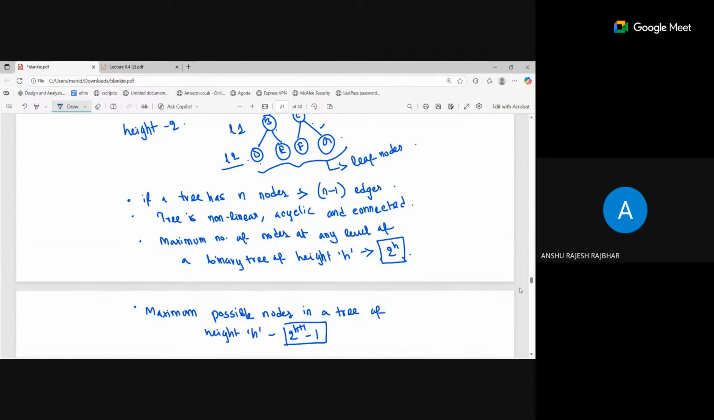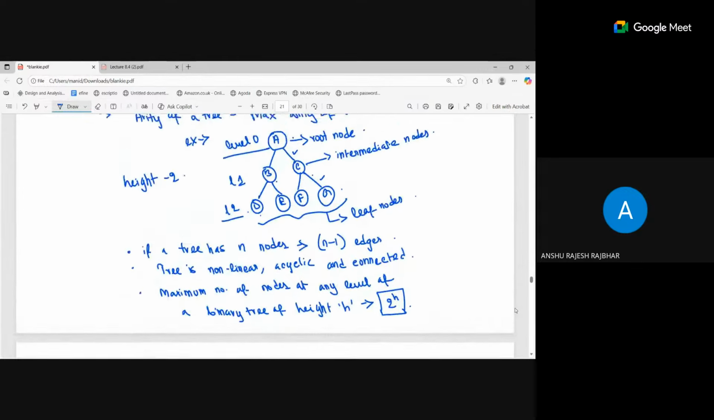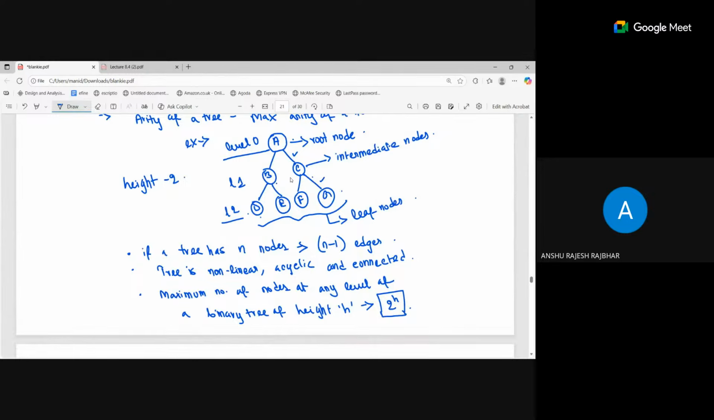Ma'am, must each level follow the same structure? Like level one has two, B has two children, so even C should have two. It can't have one? No, no. It can have one. It can look like this also. Let's say here C has two children, D and E, but B doesn't have any children. That is fine. B will be a leaf there. Yeah, B is a leaf node. Whichever node doesn't have a child is a leaf node. Okay.